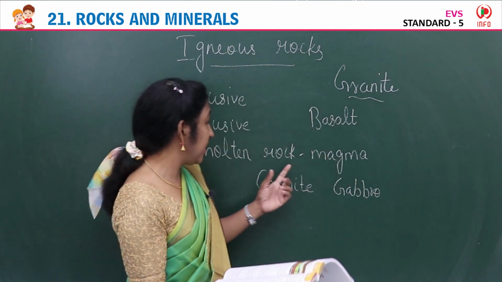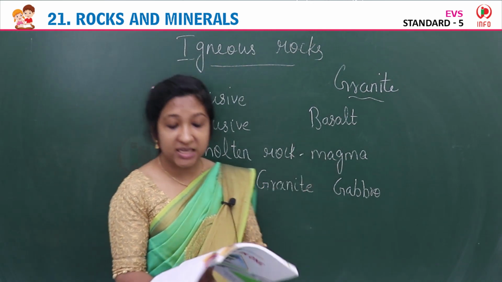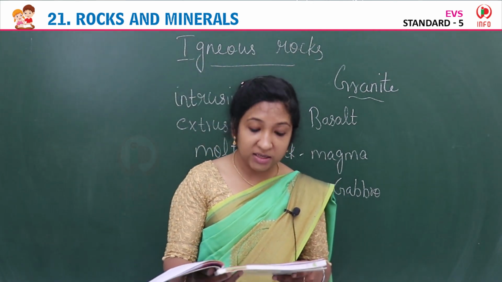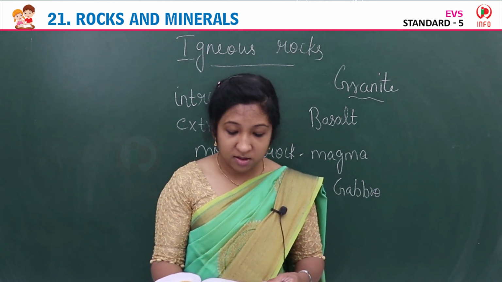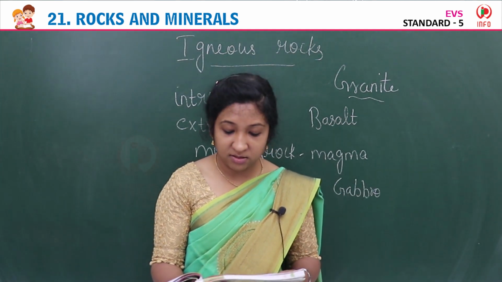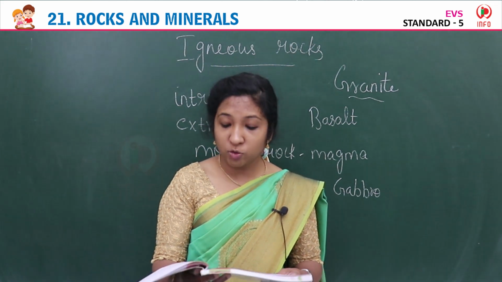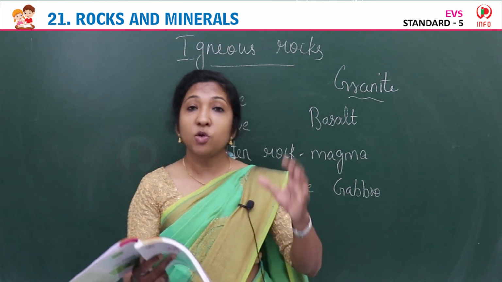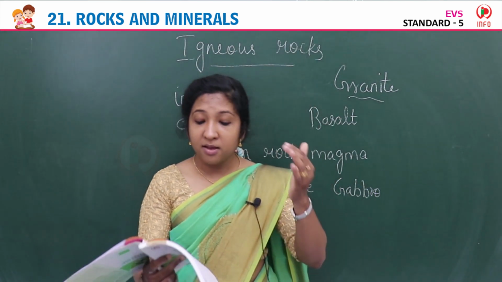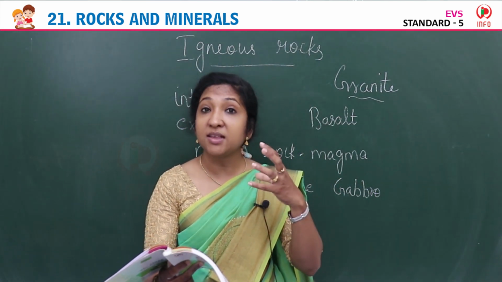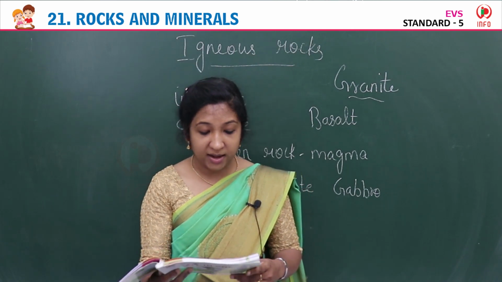Then basalt, B-A-S-A-L-T. Basalt is a fine grained igneous rock, the other type of igneous rock, rich in iron, I-R-O-N, which gives it a black to brown color.